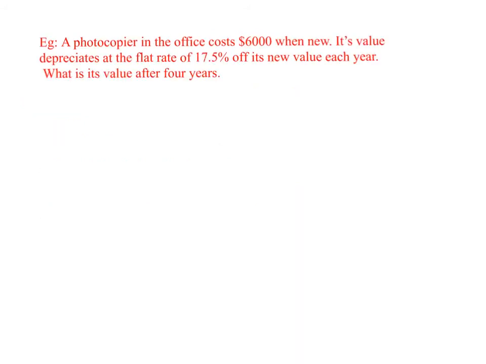All right, this one. So we have a photocopier in the office that costs $6,000 when new. They just told me a V0. Okay, its value depreciates at a flat rate, and you're going to highlight that so you know you're using flat rate, and it's a flat rate of 17.5% off its new value each year. So they've pretty much told you the rate there per annum. So that's R there. So what is the value after 4 years?